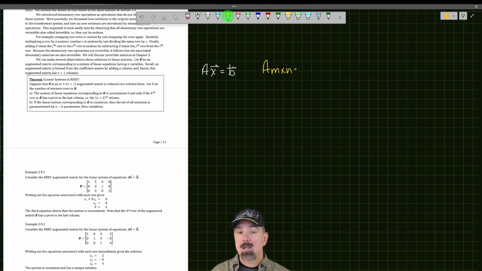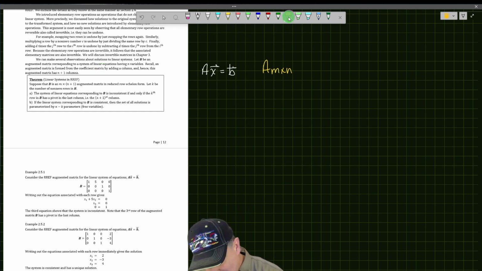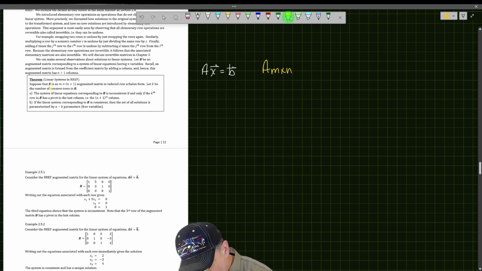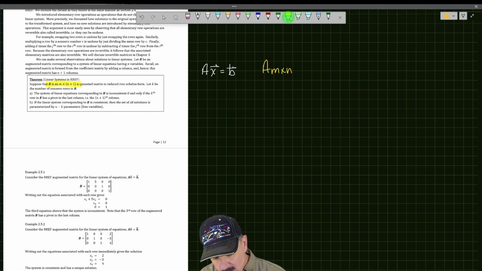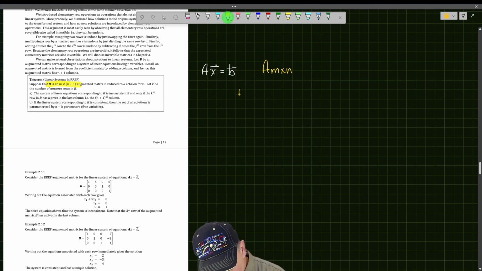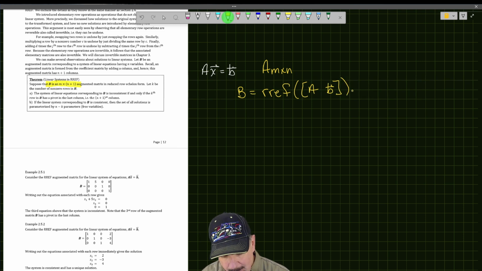We could have more rows than columns, more columns than rows. We'll talk about that. What we want to do is look at the information that's being provided for us from RREF. Let me just orient you to what's going on. B is the RREF for an augmented matrix. Just to be clear, B is equal to RREF of A augmented with B.